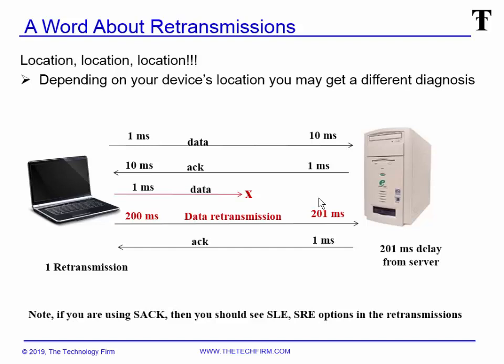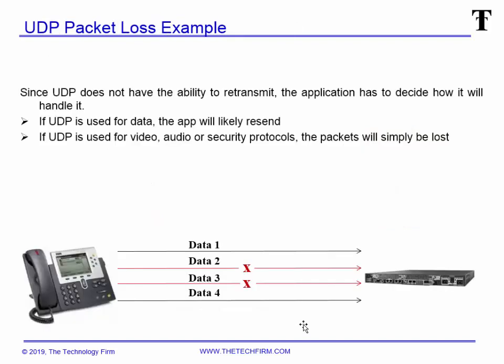Now, if you're using something called TCP SACK, a selective acknowledgement, then in the trace you'll see things like SLE, SRE, that's your selective left edge, right edge, and that's giving you a clue that something happened and that things are being retransmitted on the wire.